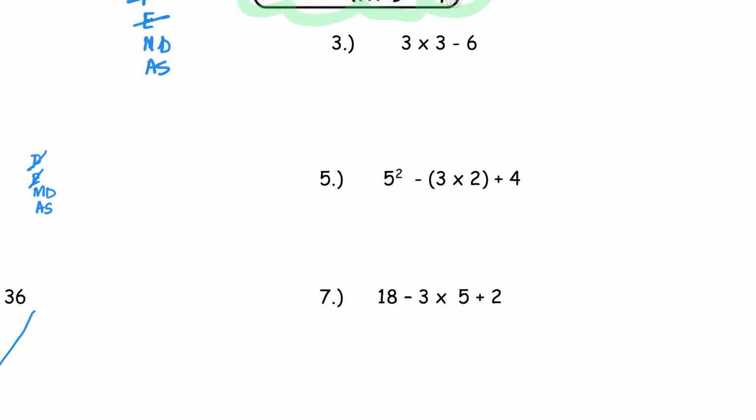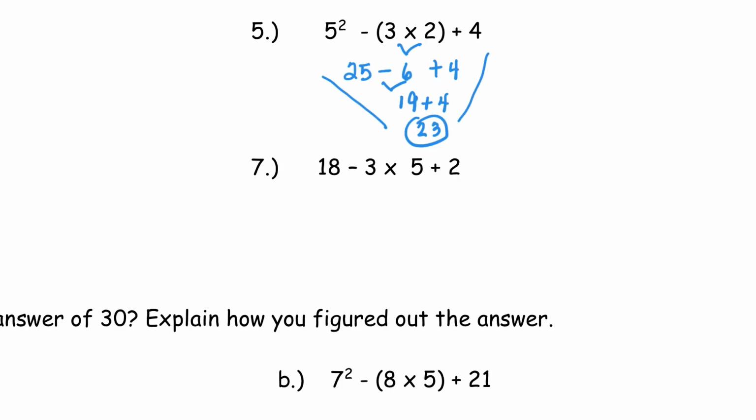Now try numbers 3, 5, 7, and 8 on your own. Pause the video, try them on your own, and then check your answers. The answer to number 3 was 3. Now try number 5, pause the video. And there's your answer to number 5. Okay, ready for number 7? Number 7 has a couple of things going on, so be really careful. Pause the video and give it a shot.